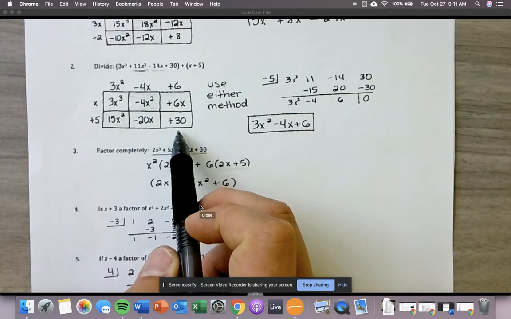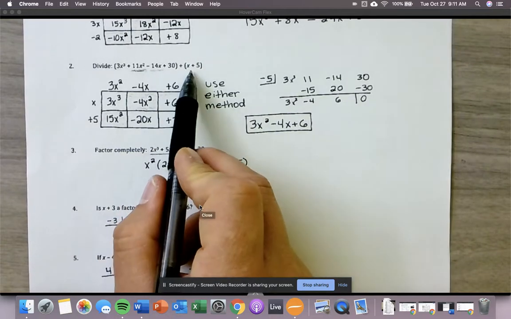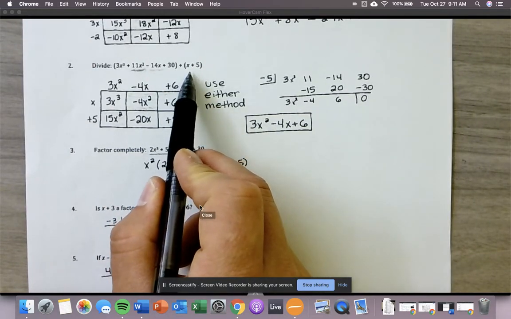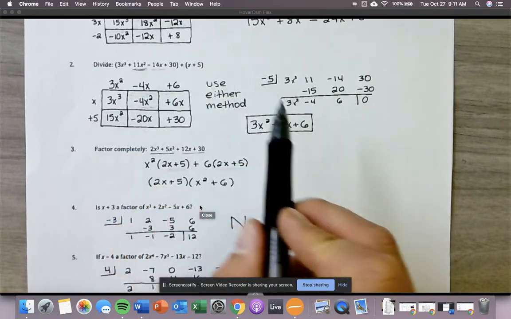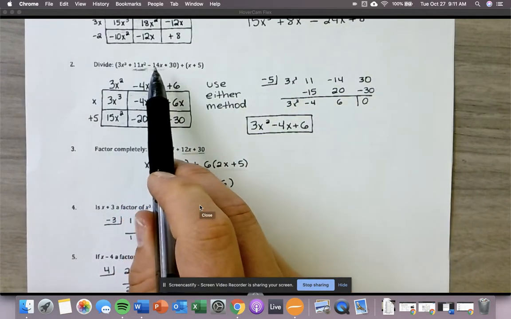All right, another way we can do this is we can use synthetic division, right, where we take the zero of this smaller factor, the x plus 5. We take the zero, which is negative 5, and then we just write the coefficients of all of the terms here.